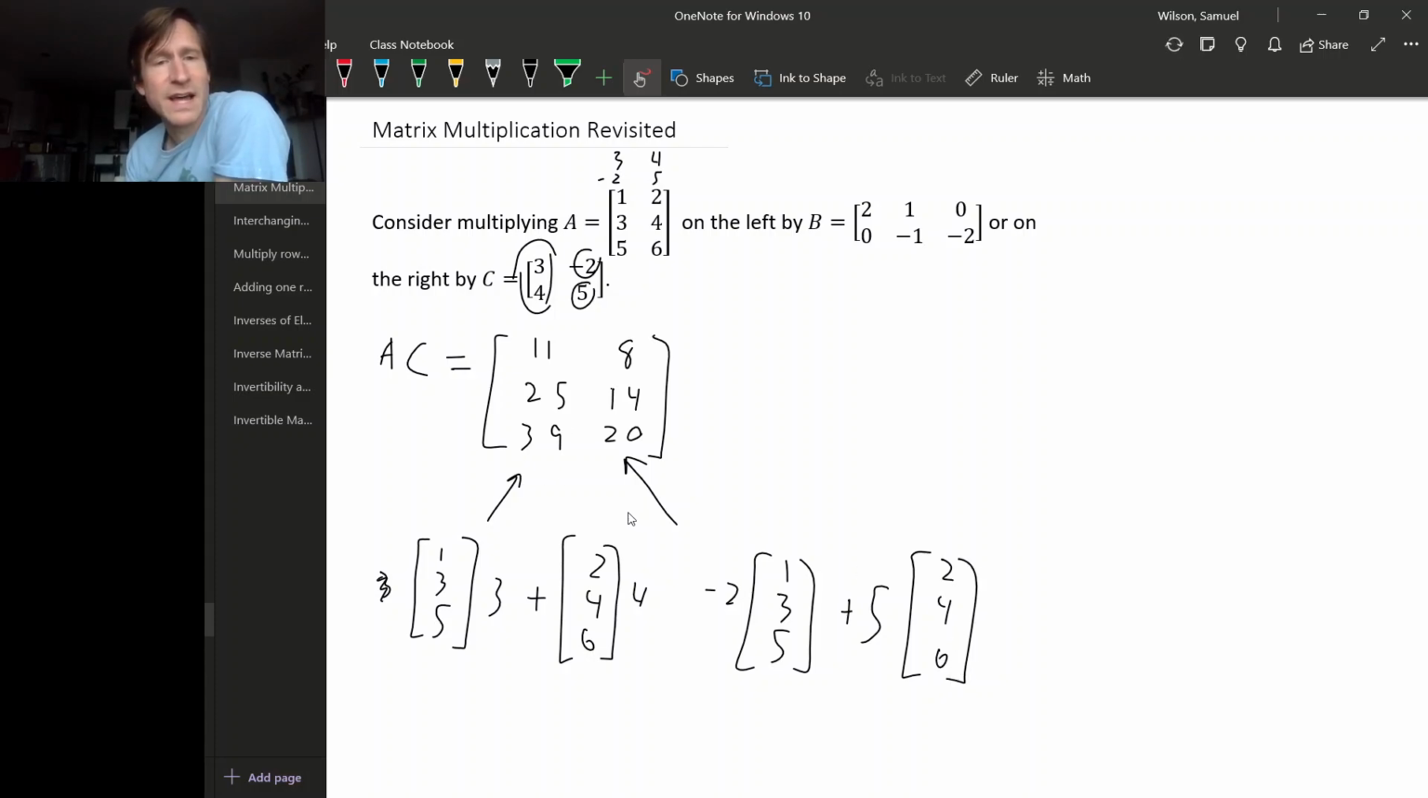So what we're seeing here is that when you multiply on the right by a matrix, another way to think about what's happening is that the columns of the factor on the right act as coefficients multiplying the columns of the matrix on the left. So it's almost as if we're treating the columns of A as vectors in their own right, and we're combining these vectors using coefficients from the matrix that's on the right, which is C in this case. So matrix multiplication viewed this way is combining the columns of A using coefficients from C.